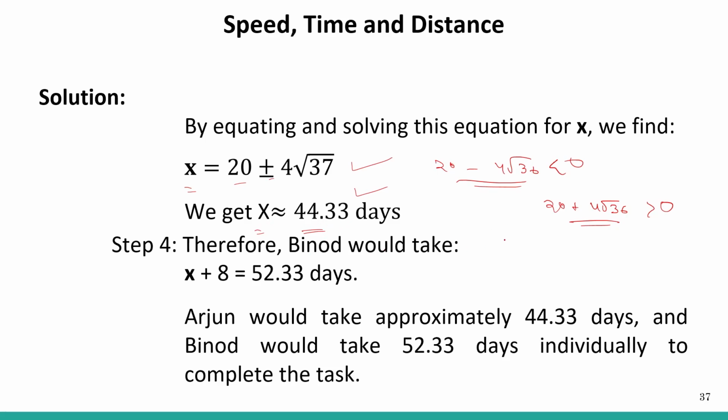So therefore Binod would take this much plus 8 days, right? So it is 44.33 plus 8, so it will be 52.33 days. So Arjun would take approximately 44.33 days or 45 days, and Binod would actually take 52.33 days or 53 days individually to complete that task.